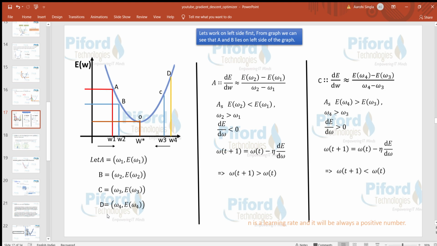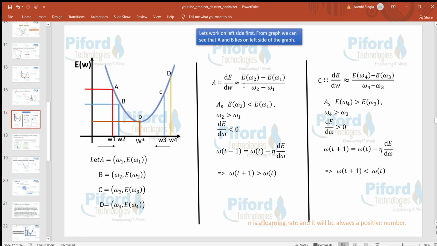So let's start. Suppose the initial point of weight I have chosen is A. I'll show you the example with A first, means how to solve if you are on the left side. Suppose the initial point of weight I have chosen is A, which is left of the optimal point. This is the worst possibility. Now what we want to do is calculate the error with respect to weight at point A.